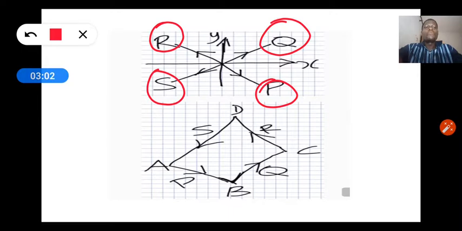Now, these four forces could be represented on the sides of a polygon, and that is what we have here. This is actually a quadrilateral, so that's a polygon. This is a polygon of forces, representing the four forces on the plane there.